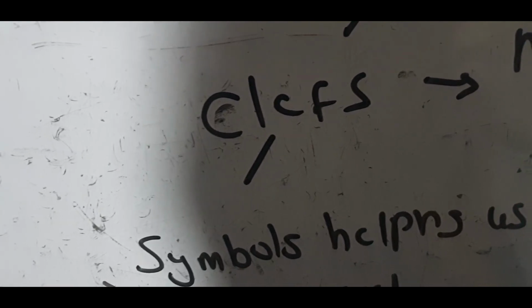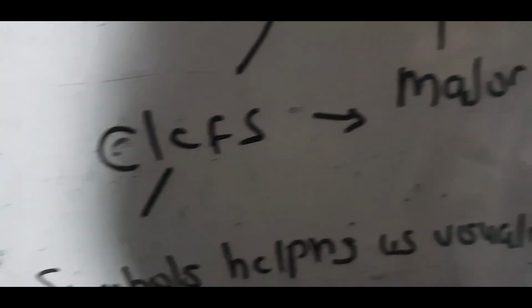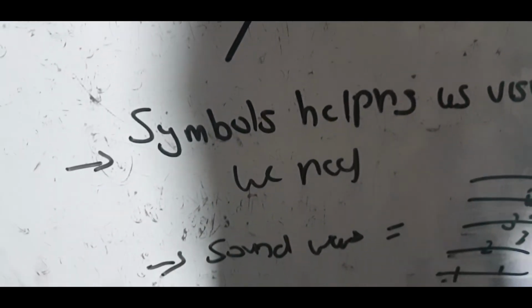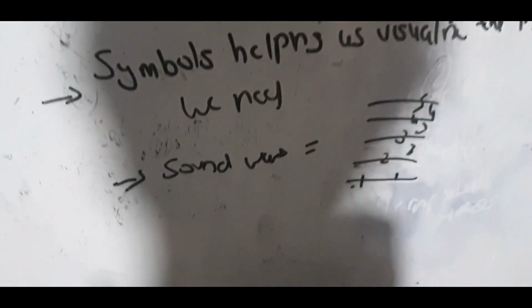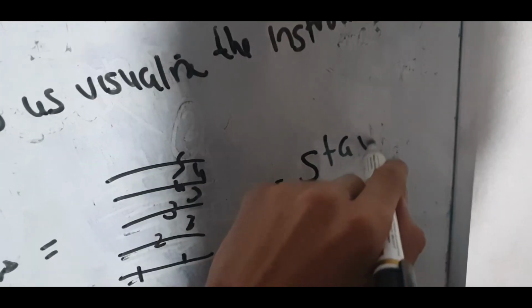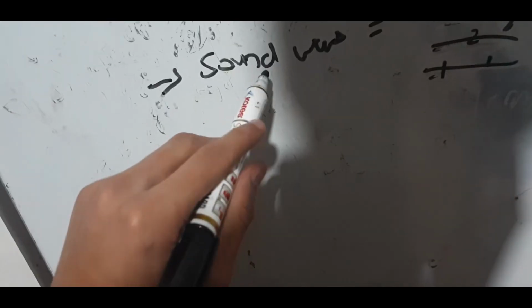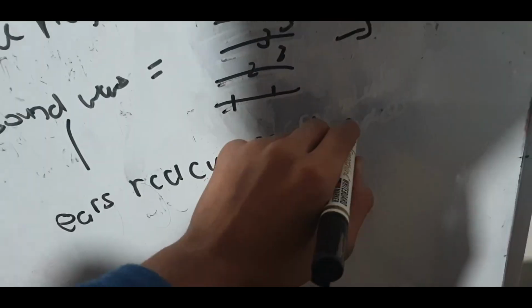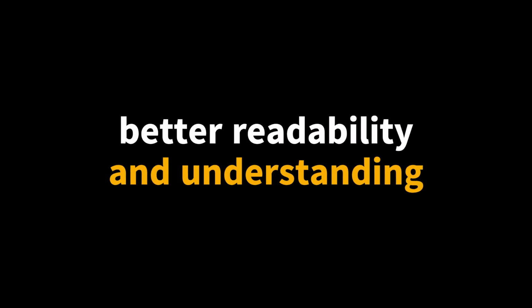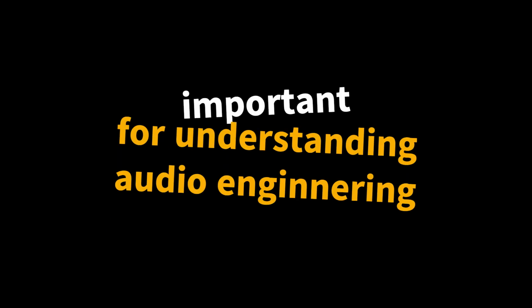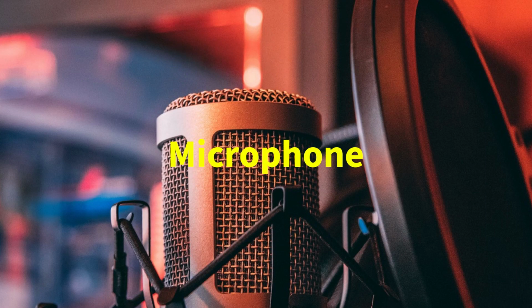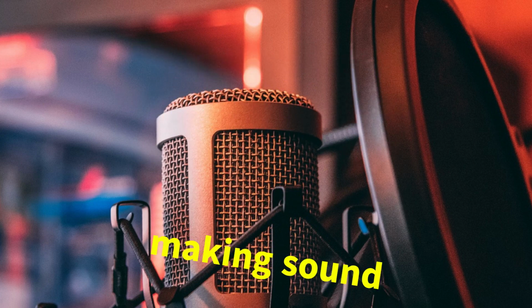Clefs are used in order to tell the pitch or the range of the instrument. They're symbols helping us to visualize the instrument that we need based on a specific clef, and help us understand the notes, which help us visualize how sound waves work on a staff, which has 5 lines and 4 spaces. Sound waves are important because they help us understand how our ears receive and understand sound. Different clefs are trying to solve a challenge: better readability and better understanding of pitch, which is important for audio engineering, in terms of helping you with the microphone, making the sound smoother in recording stations, and in sound design as well.